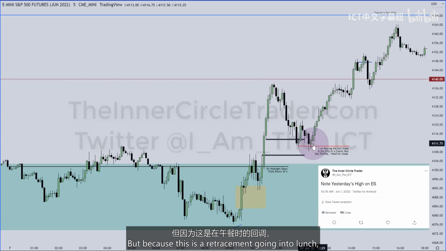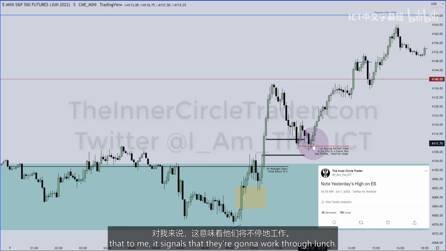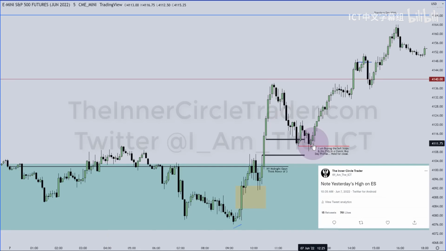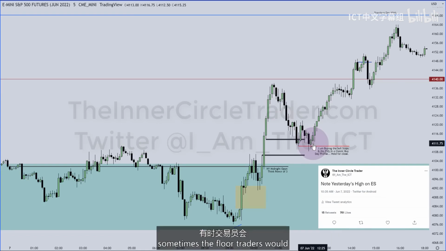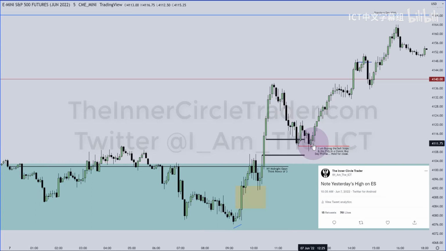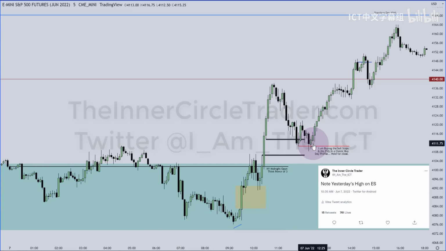But because this is a retracement going into lunch, that to me signals that they're going to work through lunch. What does that mean? Years ago, when we were on the floor only, open outcry, sometimes the floor traders would know that the market was in a hurry. It's a fast market. So they're not going off the floor. They're going to stay busy on the floor and they're going to be trading.